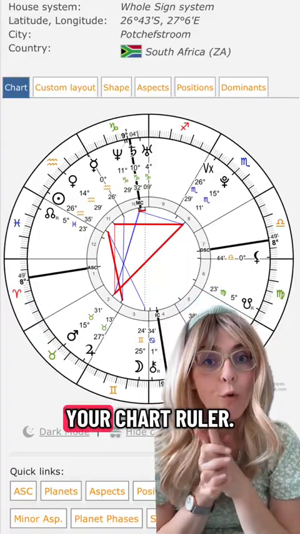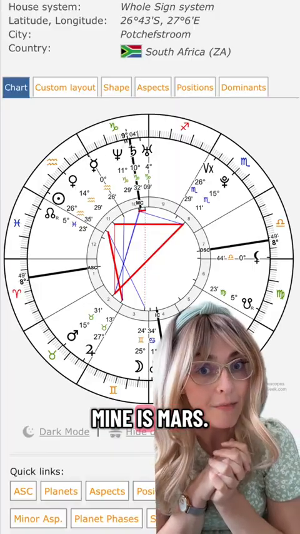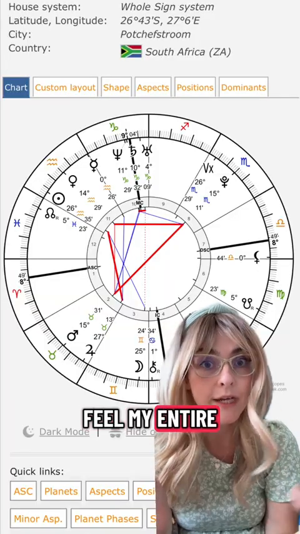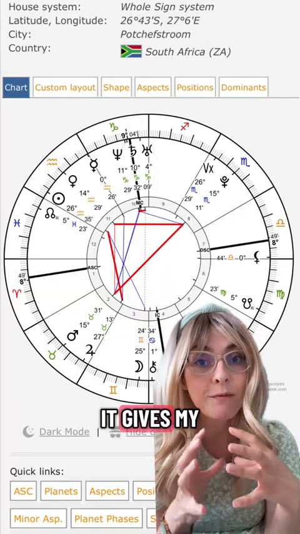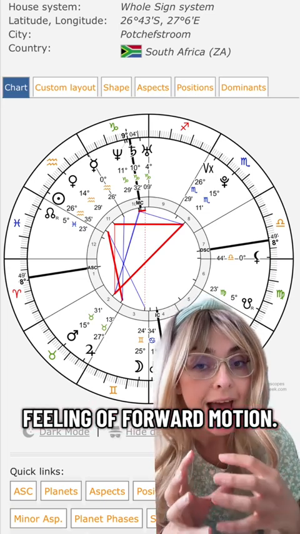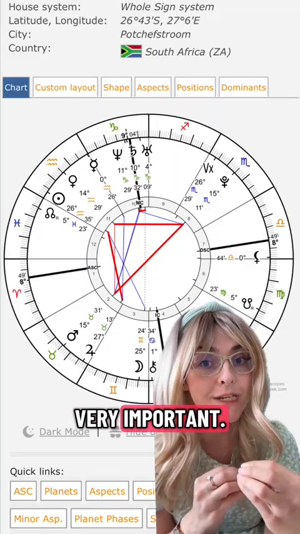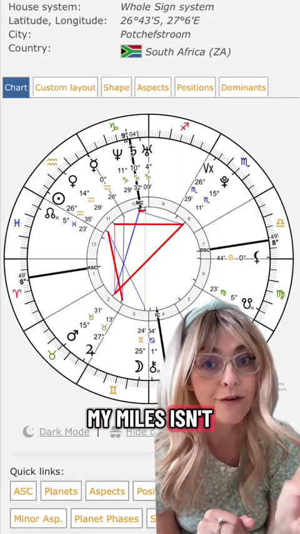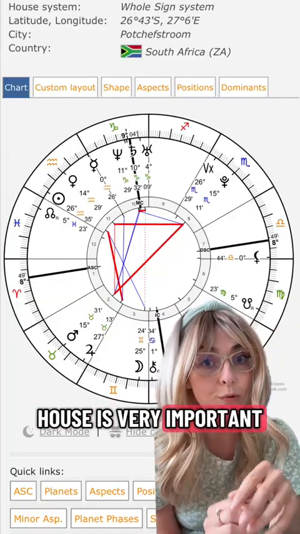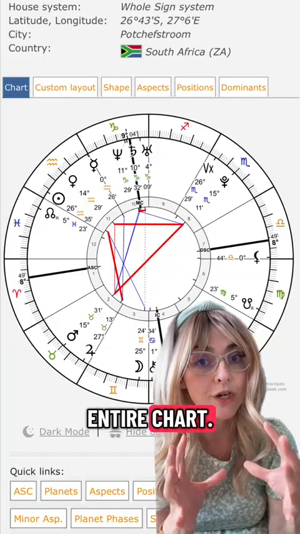First off, your chart ruler. Mine is Mars. Mars is the fuel my entire chart runs off. It gives my chart a certain feeling of forward motion. And it is also very important. So even though my Mars isn't very strong, my Taurus Mars in the second house is very important. It gives a flavor to my entire chart.